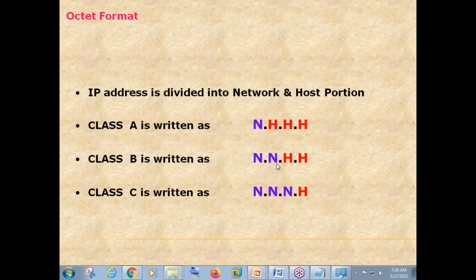In the same way, in class B, how many networks and how many hosts, and class C, how many networks and how many hosts. We will do one thing. I'll explain class A and class B. You should do the calculation for class C. Done? Let us see class A and class B, and you should be in a position to do the calculation for class C.